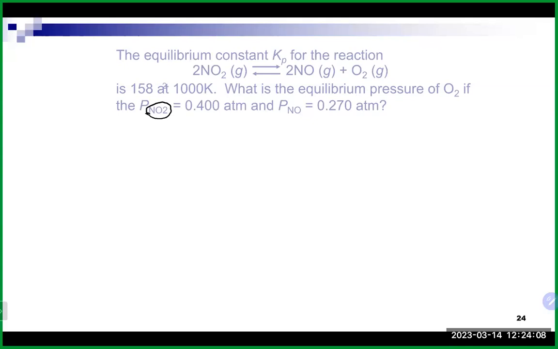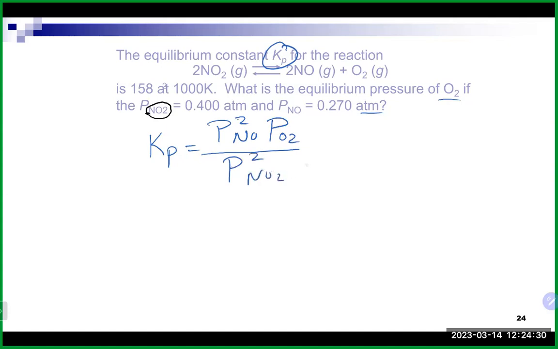So obviously in this case, we're given the Kp value. We got some pressures, and we're actually looking for a pressure here. So the Kp expression would be a good place to start. That's going to be our products, which in this case is the partial pressure squared of NO times the partial pressure of O2, divided by the partial pressure squared of NO2. And that's going to equal 158, which was given to us right there. At this point, we have mostly everything except for O2, which is what we're looking for. So we can really plug everything in.